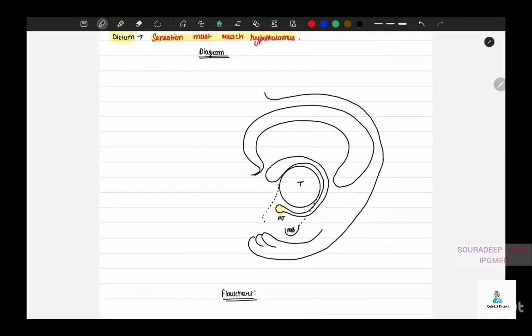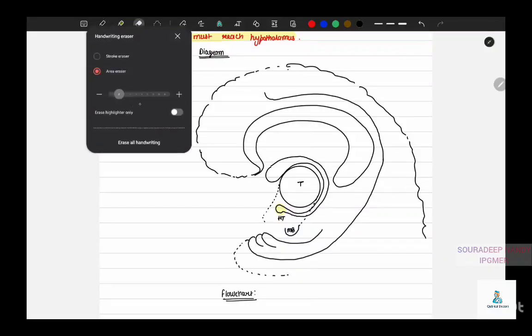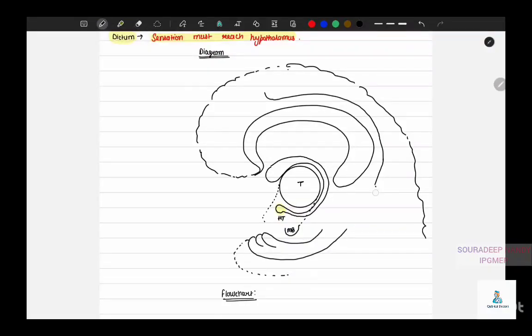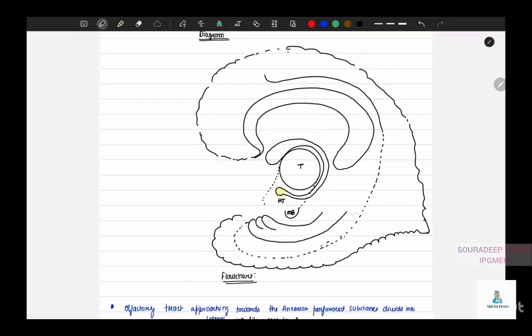Here is the cingulate sulcus. Below the cingulate sulcus there is the cingulate gyrus, which is continuous with the parahippocampal gyrus. So the cingulate gyrus is continuous with the parahippocampal gyrus. So here the diagram is complete.